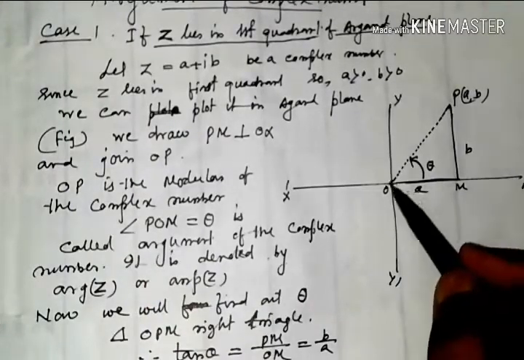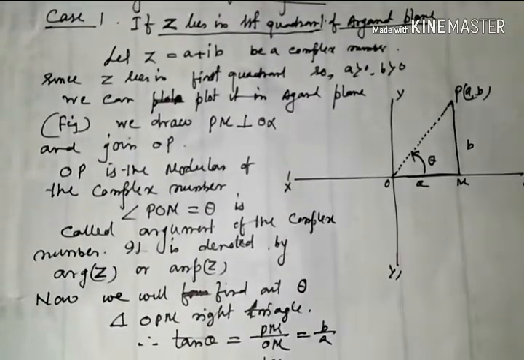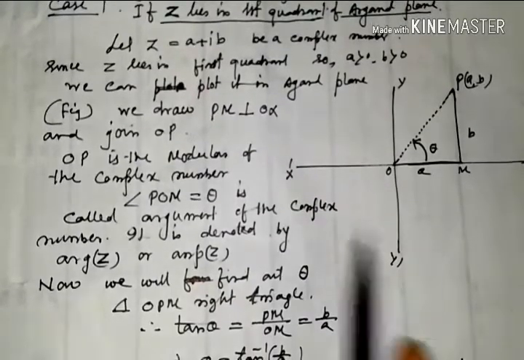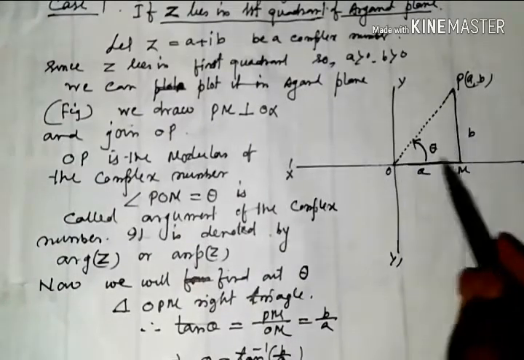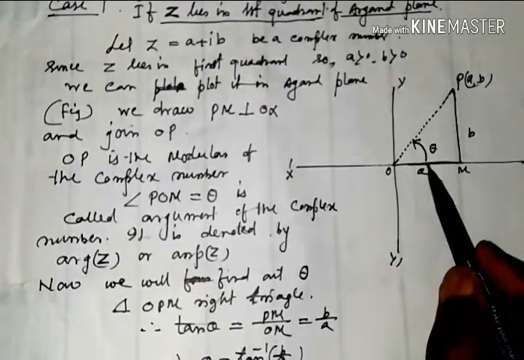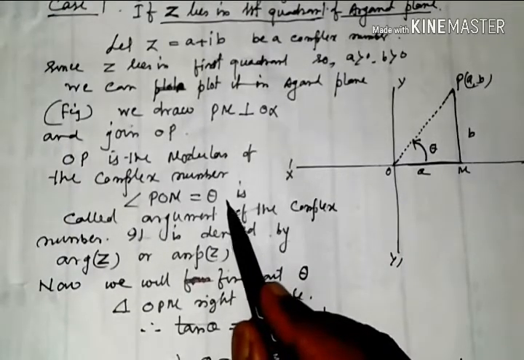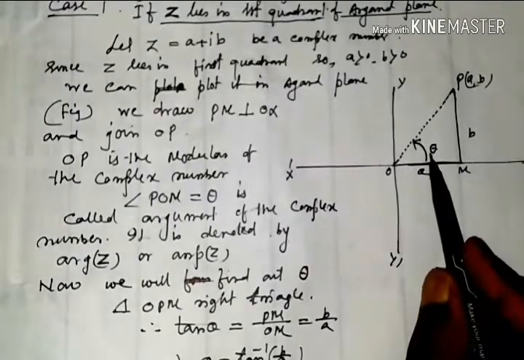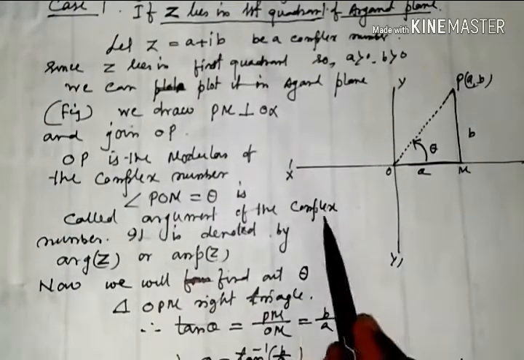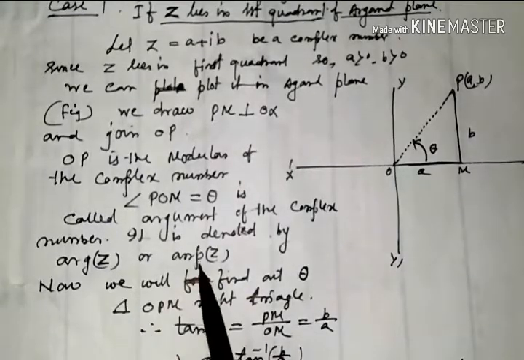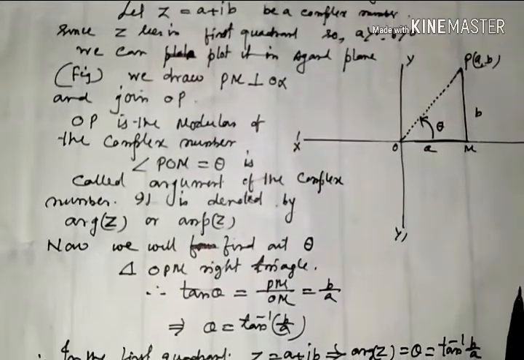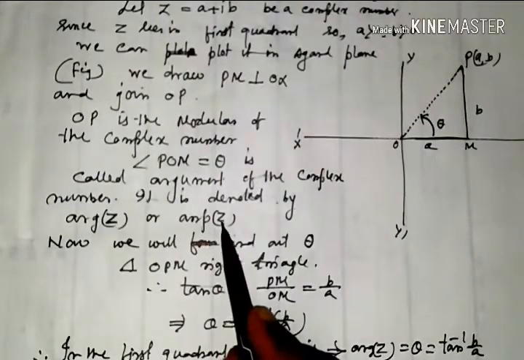Now if we join OP, then OP is the modulus of the complex number, as was discussed in the last class. POM, the angle between OX and OP in the anti-clockwise direction, is denoted by theta, and in general it is denoted by arg z or amp z. Arg z is the argument of z, and amp z is the amplitude of z.